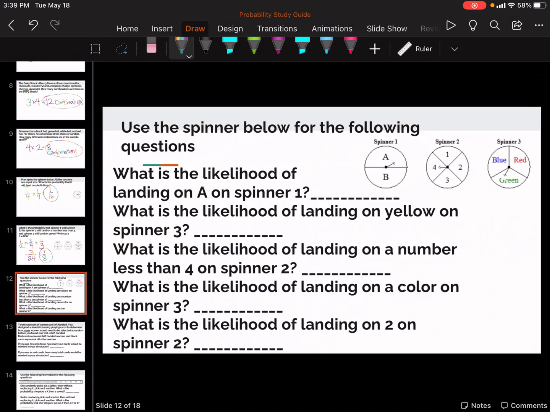Okay, use the spinners. What is the likelihood of landing on an A? Equally likely. What is the likelihood of landing on a yellow on spinner number 3? Impossible.